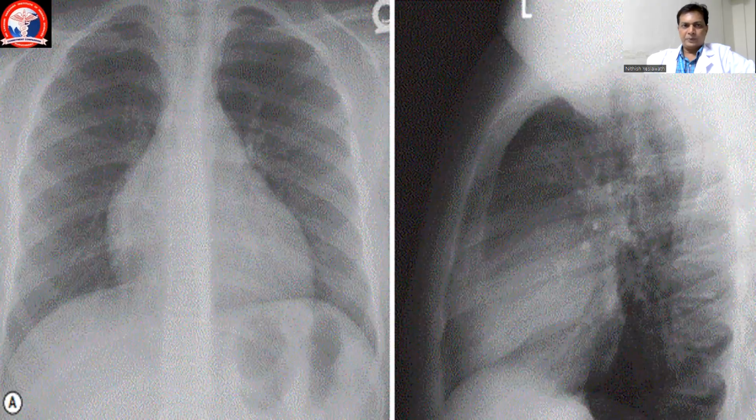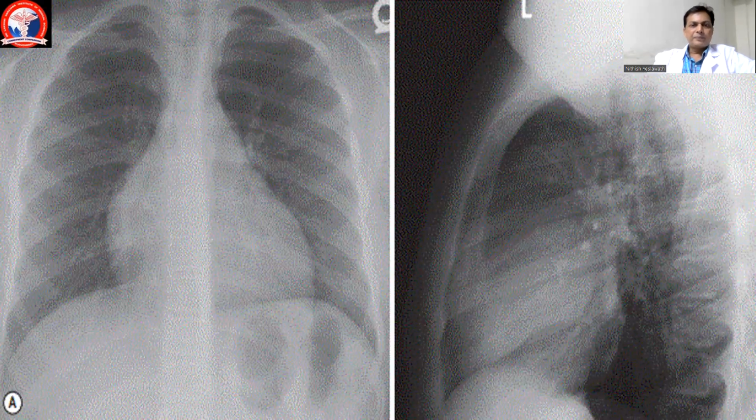Here we will see a few images. This is a frontal radiograph on the left side and a lateral radiograph on the right side. On this frontal radiograph, we are able to see a dense area in the right cardiac region along the right cardiac margin. On the lateral radiograph, a dense area is seen overlying the heart.